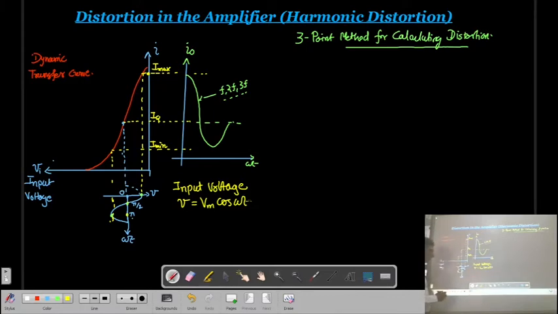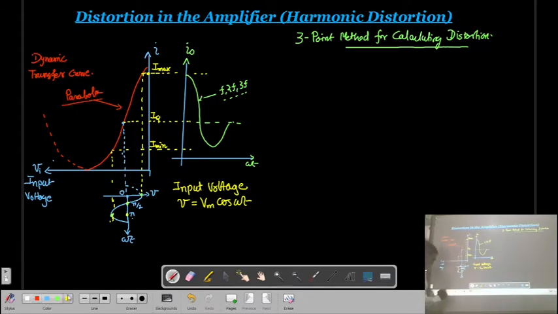So here you can see, if I extend this parabolic curve, you will find that the characteristic is a part of a parabola. It is a part of the parabola, and for a parabola we know the expression. So this curve, you can say, is a parabola. Correct?